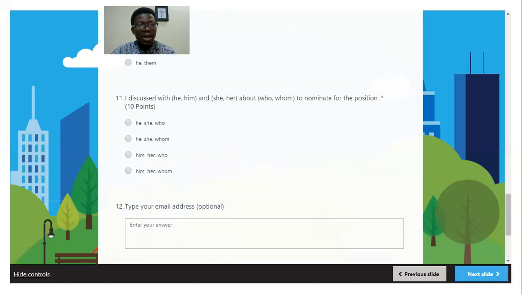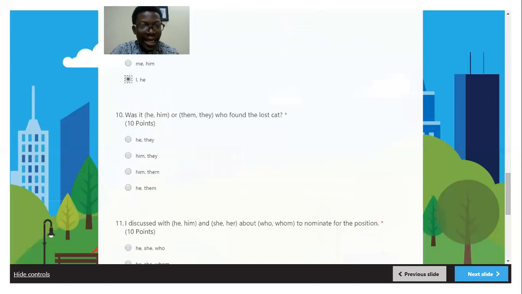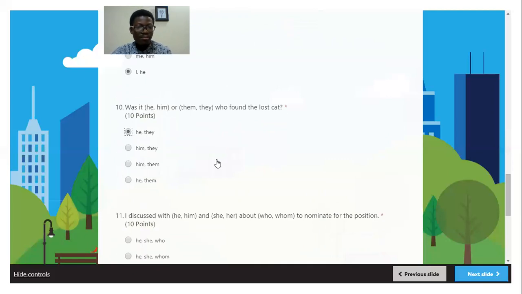And the last question, okay, pardon me. All right, so was it I, or was it he, him, or they, them who found the lost cat? All right, so was it, remember when you have was it, what are you supposed to pick? You pick the subject pronoun. So was it he or they who found the lost cat? So that's our answer here.